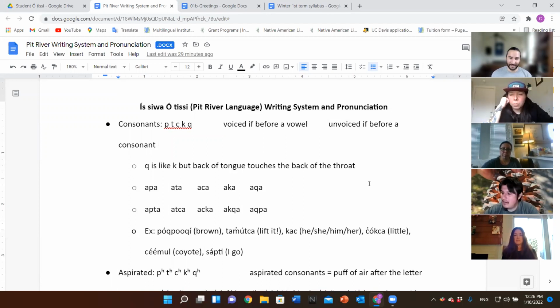And the reason that there's all these different symbols is because there's sounds in Pit River that we don't have in English. So it's difficult to spell these using an English spelling.